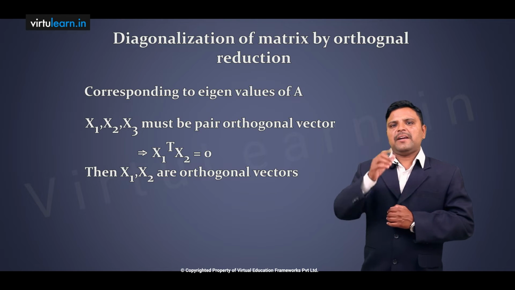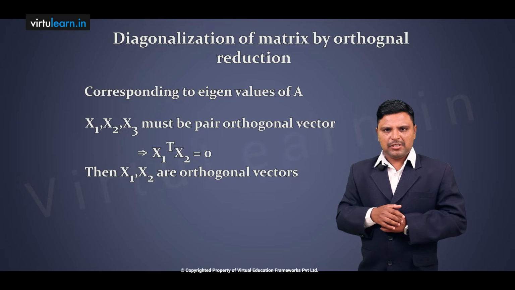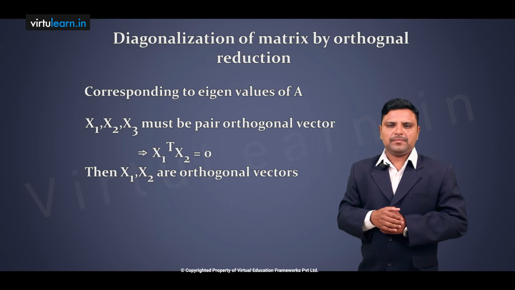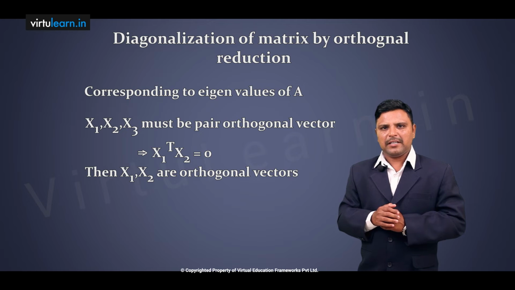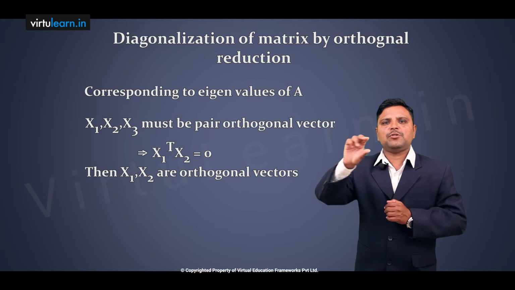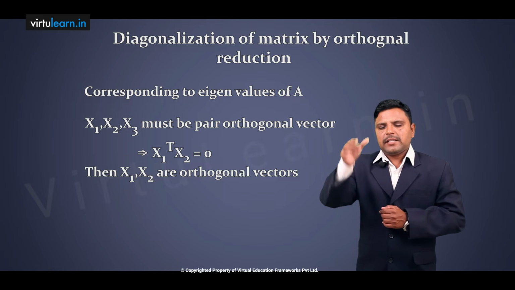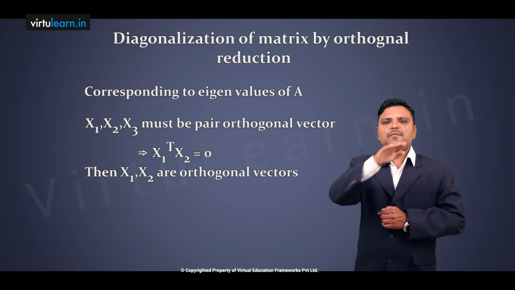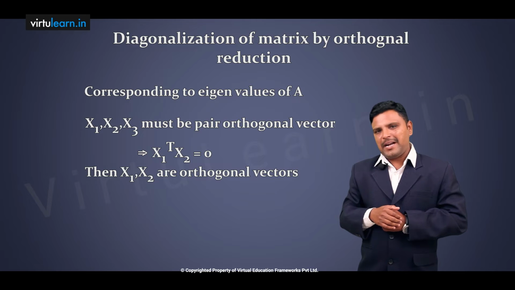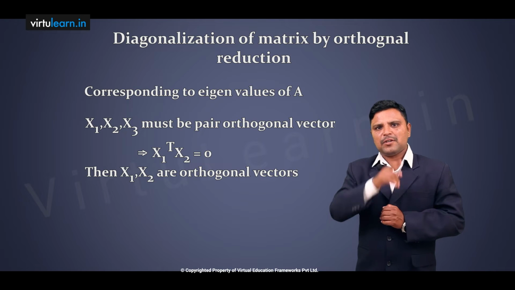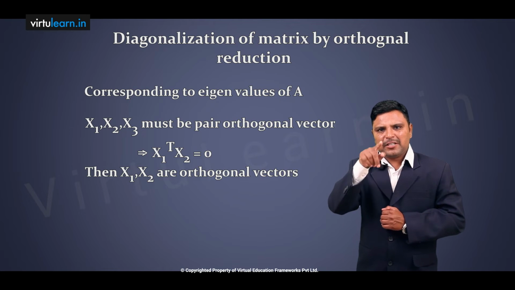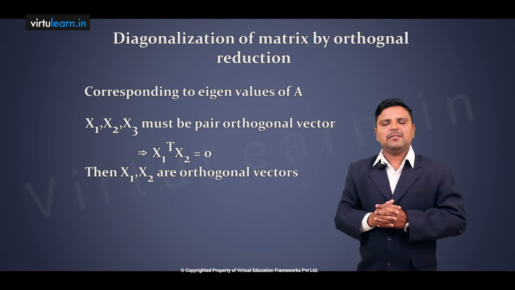Suppose my first vector is x1, x2, x3, and in the same way the second vector is x4, x5, x6, for example. x1 transpose means you write it row wise: x1, x2, x3. Then x1 transpose into the second vector, x4, x5, x6. Multiply those two matrices, first row with first column. The order of the first matrix is 1 by 3 and the second is 3 by 1, so the 3s cancel and the result is a single element. If you get 0, then the two vectors are orthogonal.